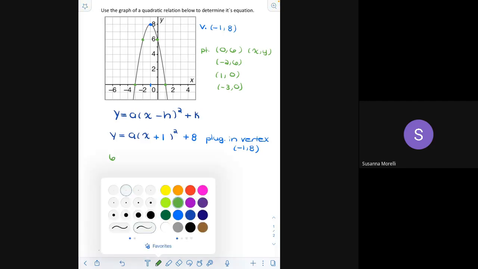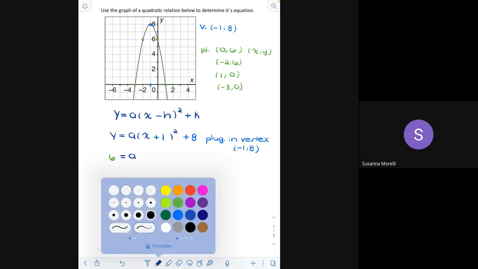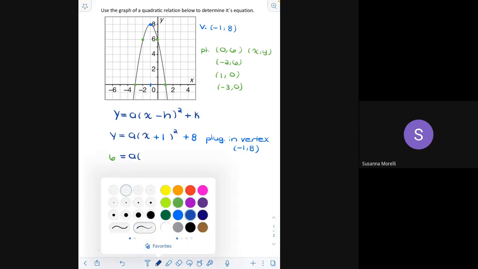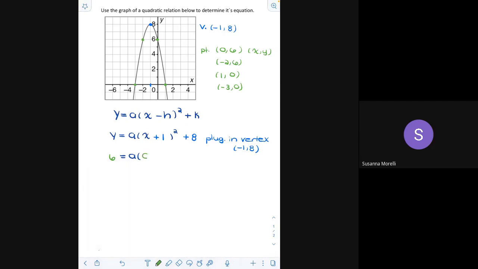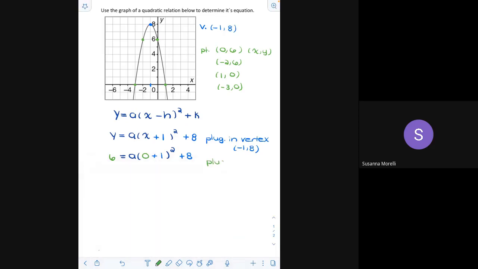So 6 is equal to a, bracket, my x value there is 0. Okay, so in that step, plug in a point that lies on the parabola.